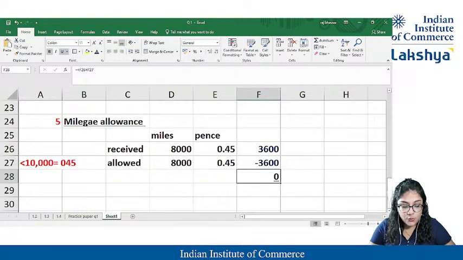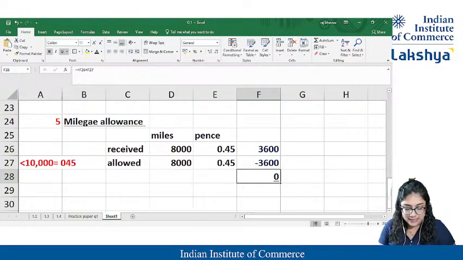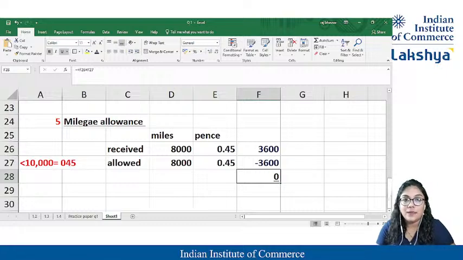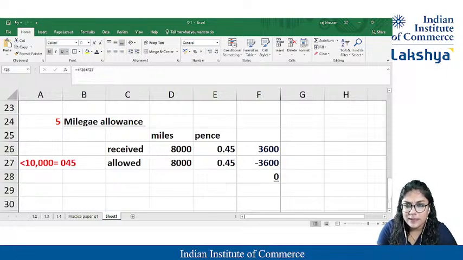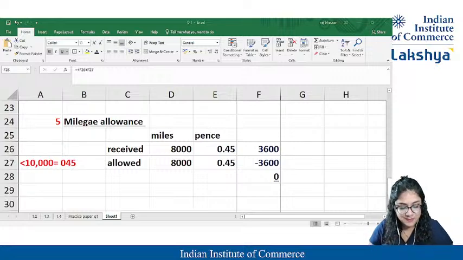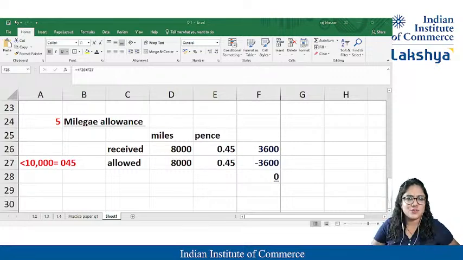Now, no additional tax in this is allowed, so we need not pay any additional tax. Guys, if you remember, in the class one NIC, we normally include anything which we are getting for more than 45 pence. If I'm getting anything extra than 45 pence, we have to add it in the incomes. So over here there is no implication, so no need to worry about that.